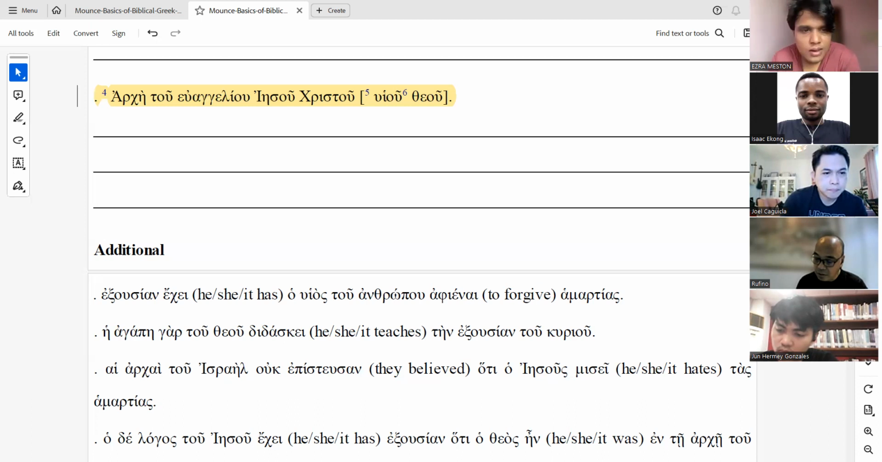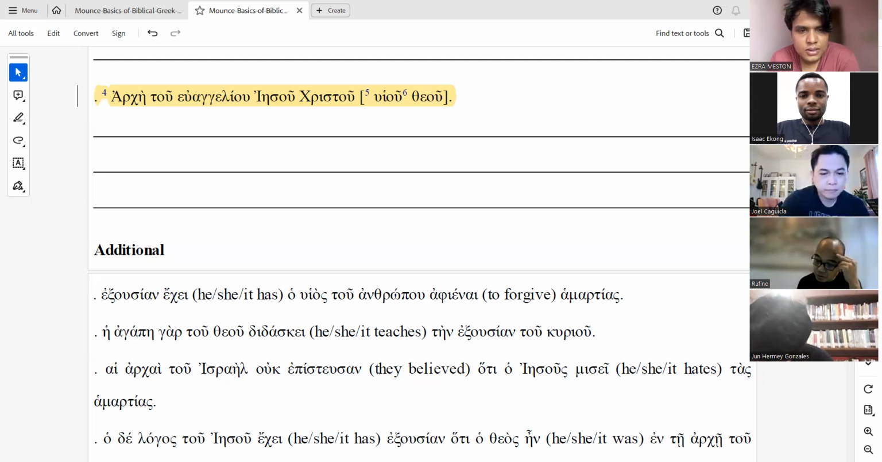What is archē? The beginning. Beginning of what? The beginning of, right, sir. What is Evangelio? It is the gospel. The beginning of the gospel.